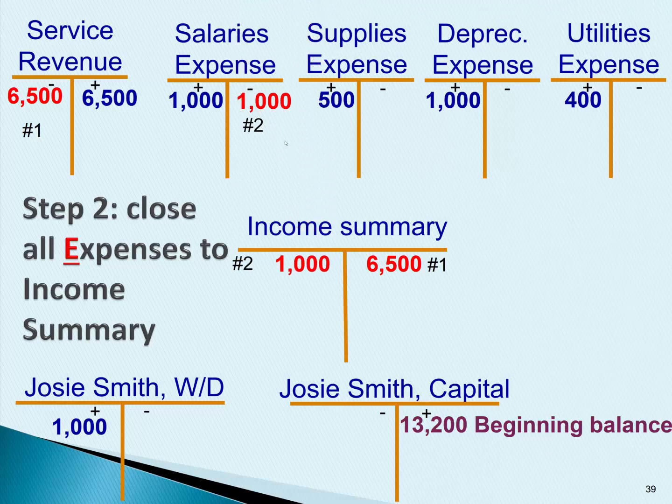Okay, so we've closed one expense. Now we need to close supplies expense. And this is a credit, so we need to put it on the debit side in income summary. So debits equal credits. Now we need to close out depreciation expense. So to close it out, we need to make it 0. To make it 0, we need to put 1,000 on the minus side. This is a credit, so we need to debit income summary.